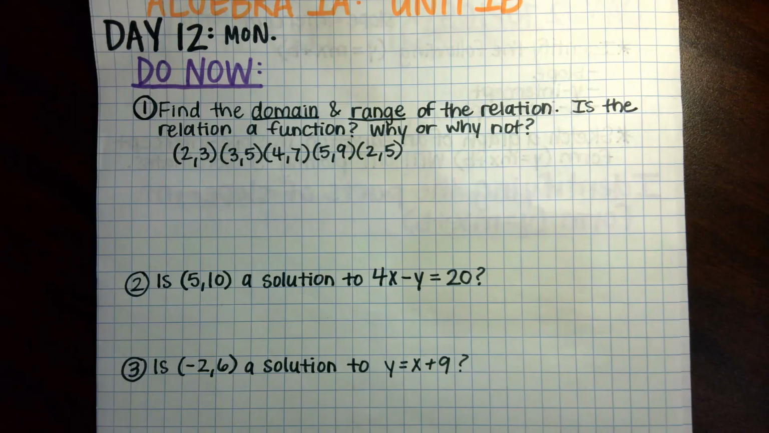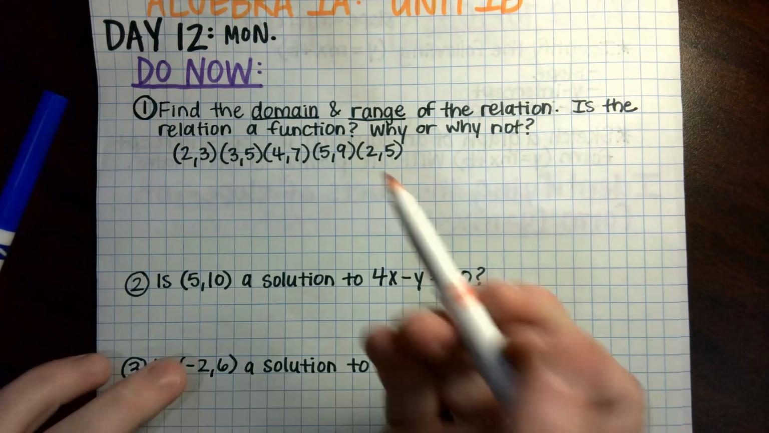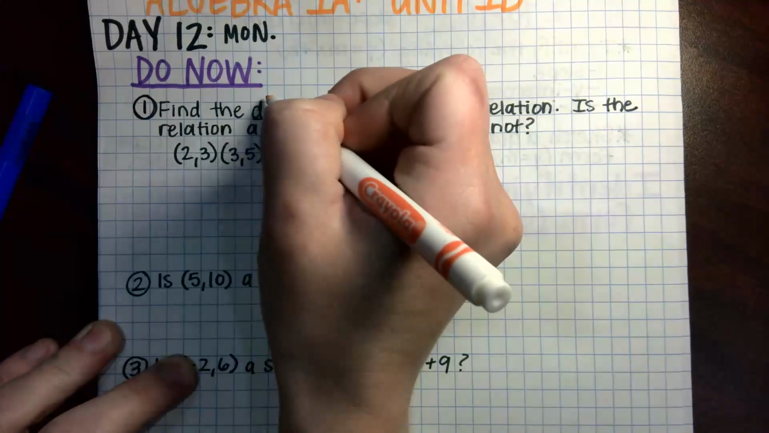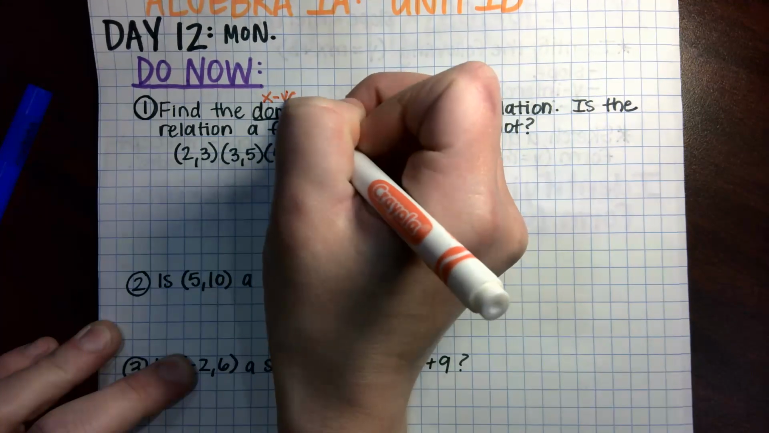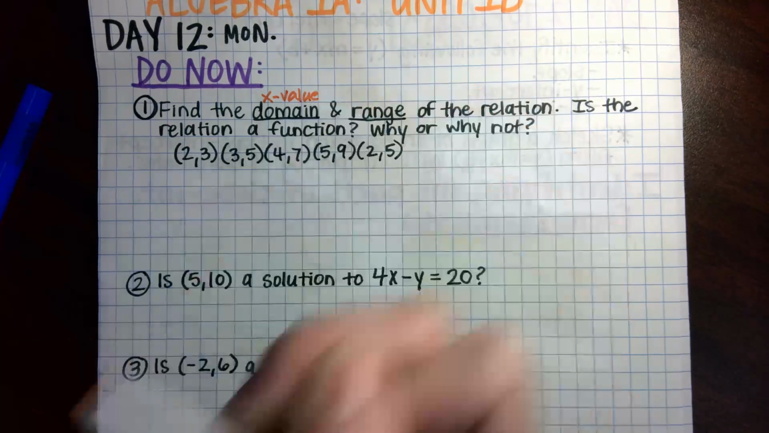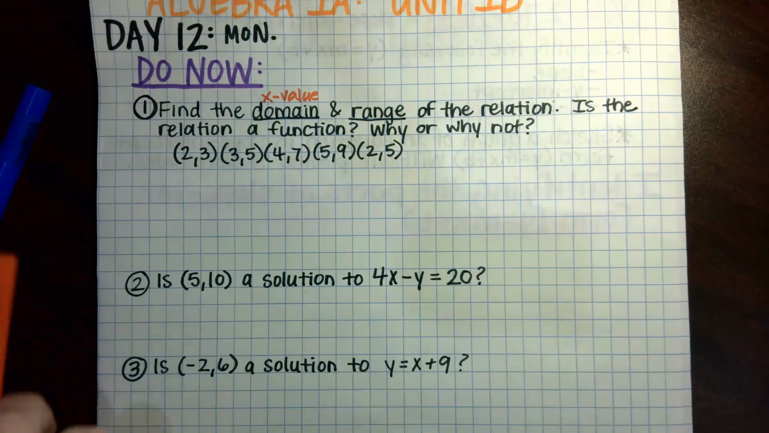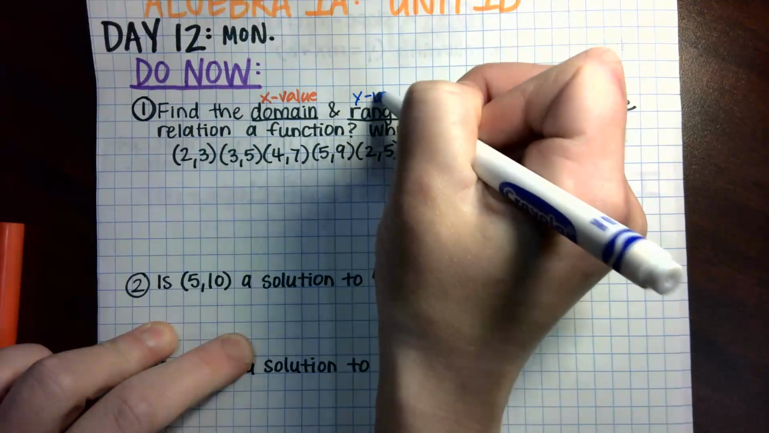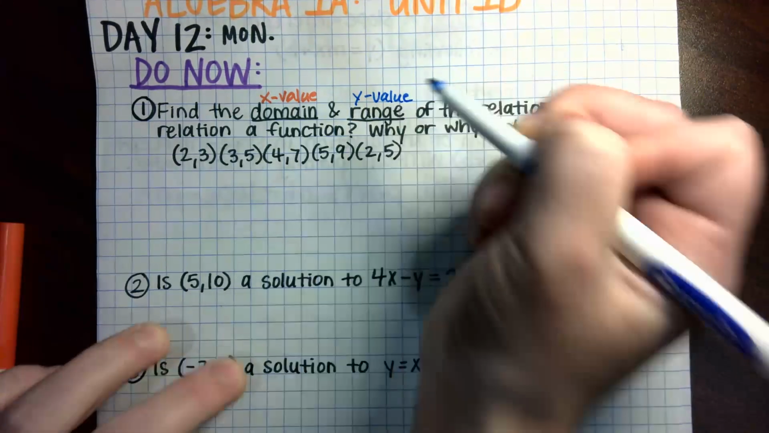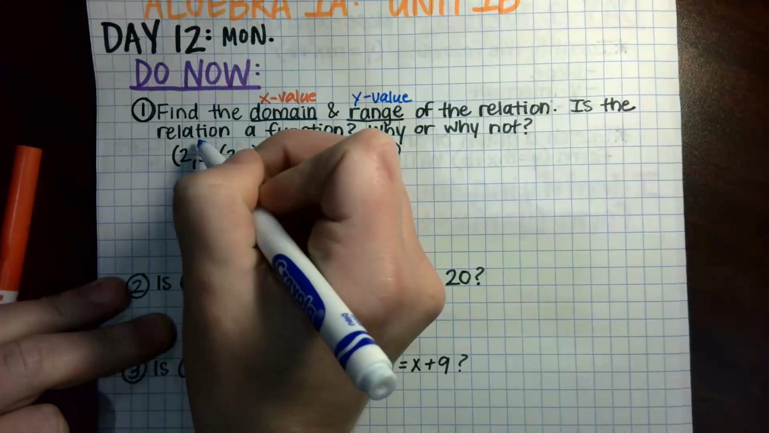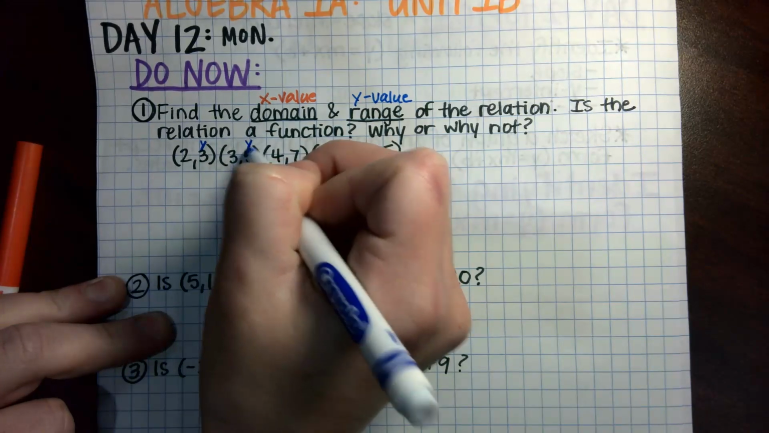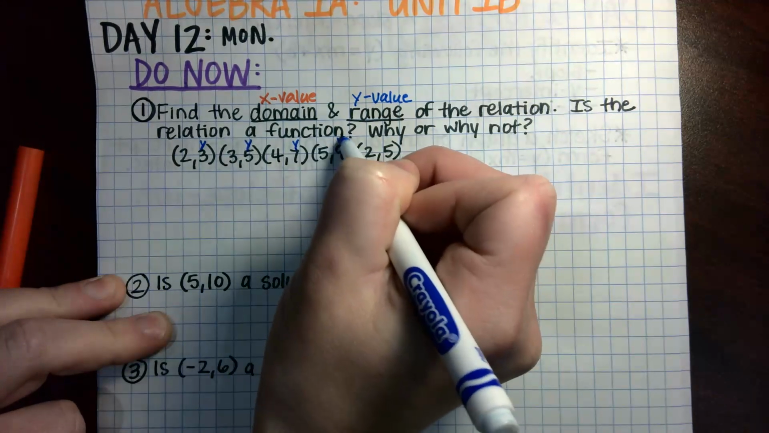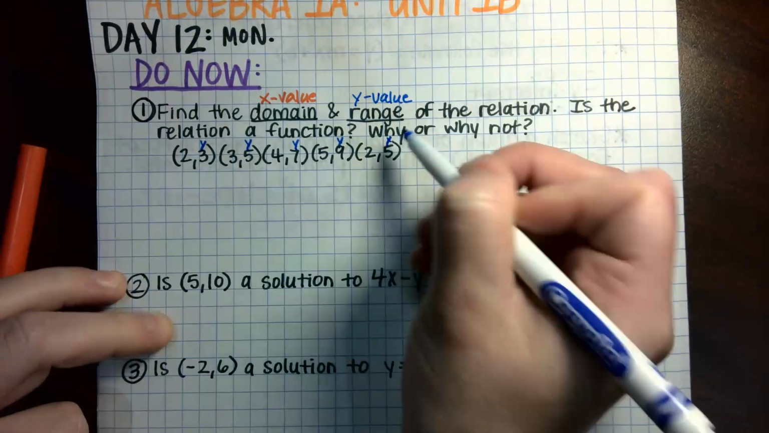So first of all, when I'm looking at domain, which values am I looking at? Yeah, I'm looking at my first values, my x values. So I'm just going to write that so we remember. And then since we know domain is x, range must be y values. So totally optional, but I'm going to go ahead and label my x's and my y's just so that I don't lose track.